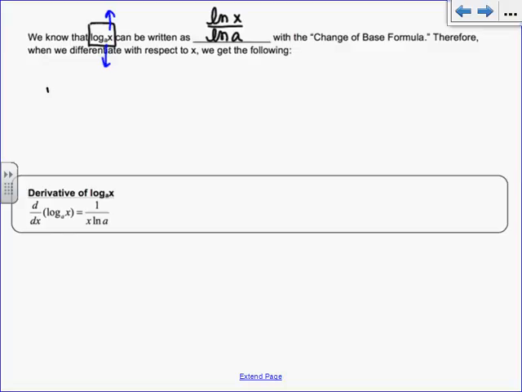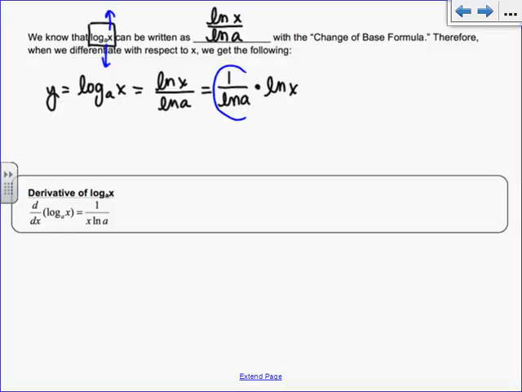Okay? So if I have y equals log base a of x, I rewrite it as natural log of x over natural log of a. The natural log of a is some constant. A is a number. So natural log of a is a number. So what I'm going to do is pull that constant, 1 over natural log of a, out front. So this is all a number. So what if I had 5 times natural log of x? What's its derivative? You guys got that down. It's going to be 5 times 1 over x, right?